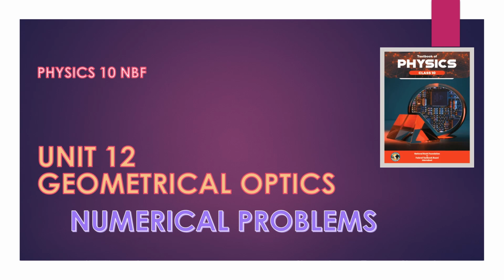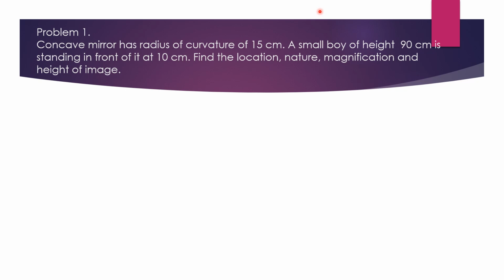Unit 12 Geometrical Optics, Numerical Problems, Physics 10 National Book Foundation. In geometrical optics, there is usually one aspect which is not very clear to the students, and that is what is a virtual image and what is a real image. How are these formed? When are these formed?